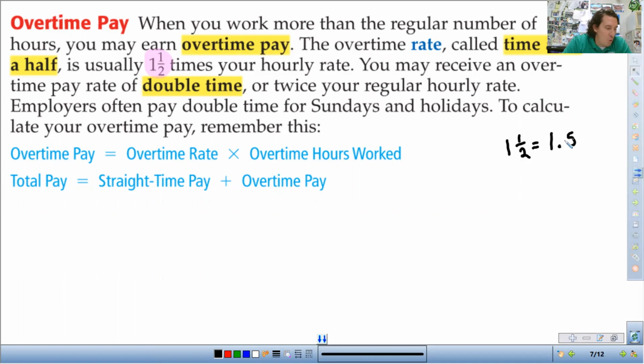So when you work more than regular hours, you're entitled to overtime pay for certain jobs. In California, just so you know, the state law is if you work more than 8 hours a day, you get overtime pay for any hours over 8 hours, or if you work more than 40 hours in a week, you get overtime pay.